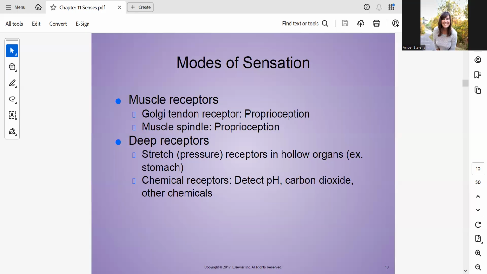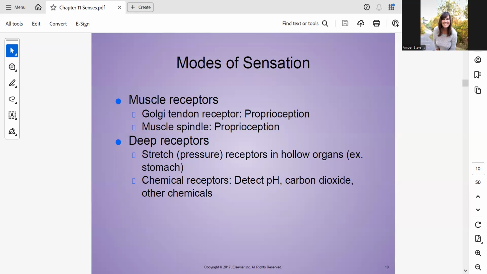Then we look at chemical receptors. They detect pH, carbon dioxide, and other chemicals. These receptors can detect changes in blood pH, carbon dioxide, and oxygen levels. During exercise, your CO2 levels in the blood increase, which lowers your pH. Those chemoreceptors sense this change and send a signal to your respiratory center in the brain to increase breathing so that you can expel that CO2 and take in more oxygen.